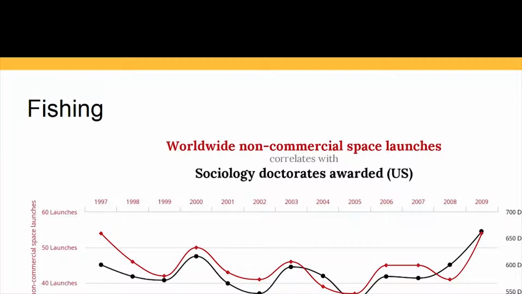This figure shows the number of worldwide non-commercial space launches in red, plotted alongside the number of sociology doctorates awarded in the US in black. Space launches belong to the left axis and the PhDs belong to the right. The correlation coefficient is 0.79. The sources are the Federal Aviation Administration and the National Science Foundation in the US.